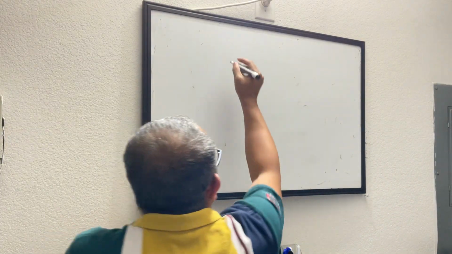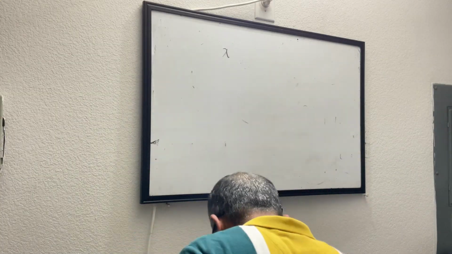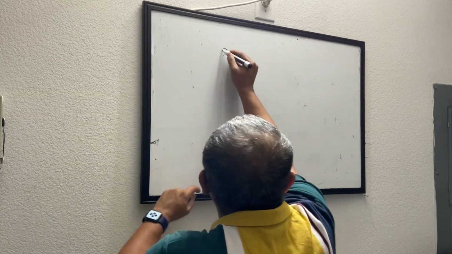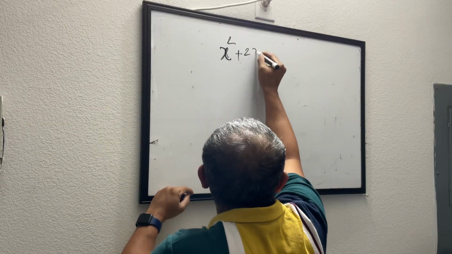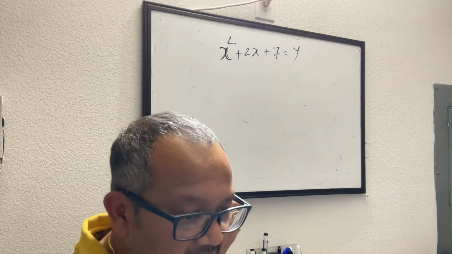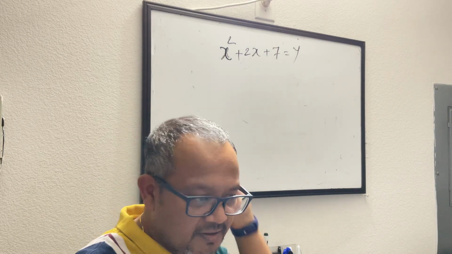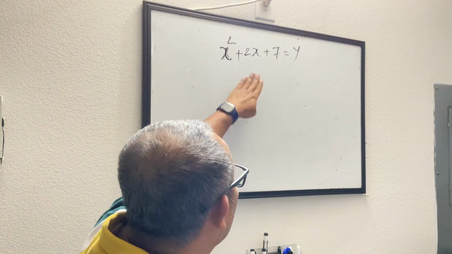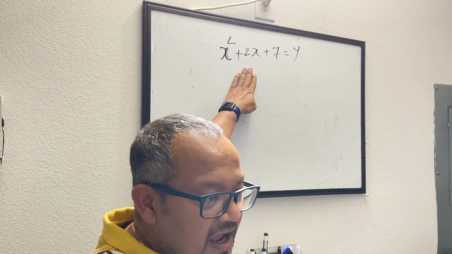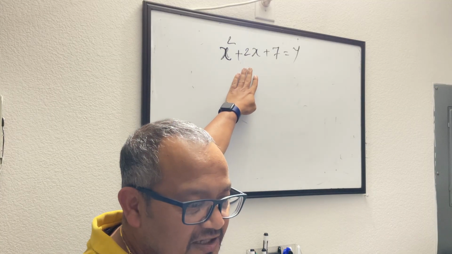Let's look at it. If I say x squared plus 2x plus 7 equal to y. Okay. I have an equation like this. I am saying find out the x and y intercepts of this equation.